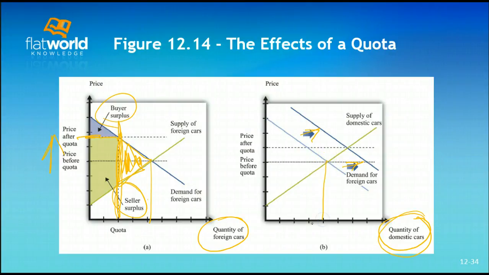This was the equilibrium quantity right here, but we're going to see that it's going to move higher as the demand curve shifts out. This will also cause the price of domestic cars to increase. So quantity and price of domestic cars will increase while the quantity will decrease in foreign cars and the price will increase. Now let's look at tariffs.